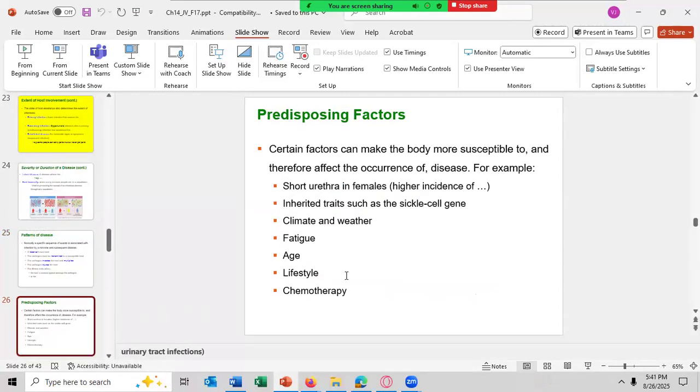All right. There are predisposing factors that make the body more susceptible to and therefore affect the occurrence of a disease. For example, females have a shorter urethra than males, and it's well known that females have a higher incidence of a urinary tract infection than males. There are inherited traits such as sickle cell anemia. The sickle cell gene, especially if you have two of them, makes you more susceptible to coming down with other diseases.